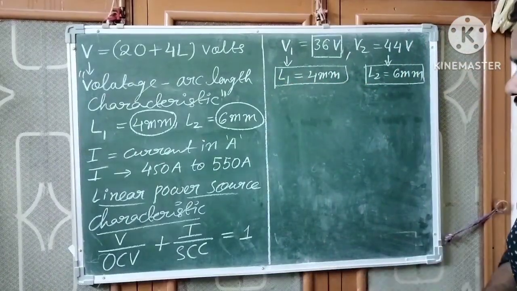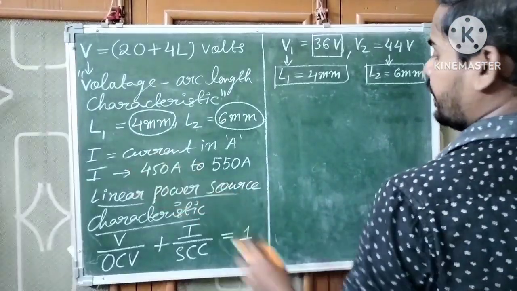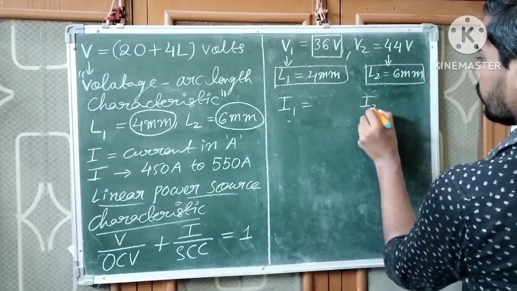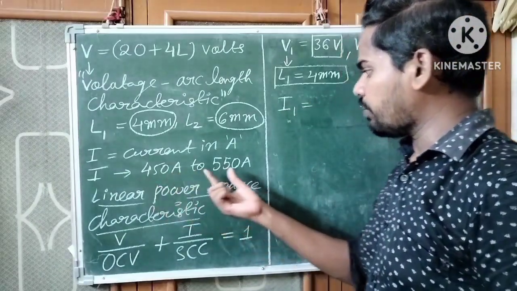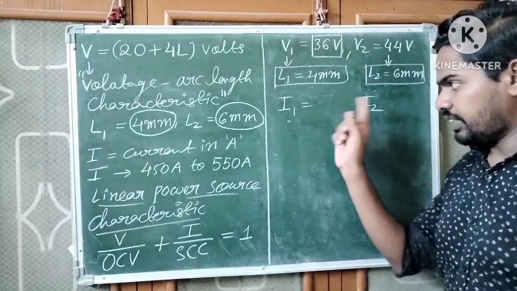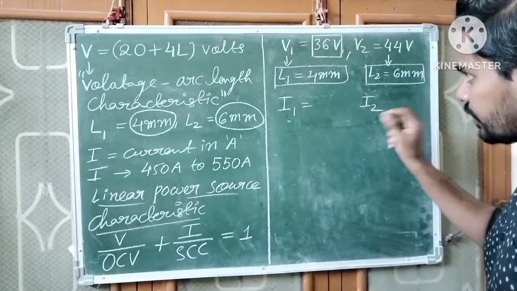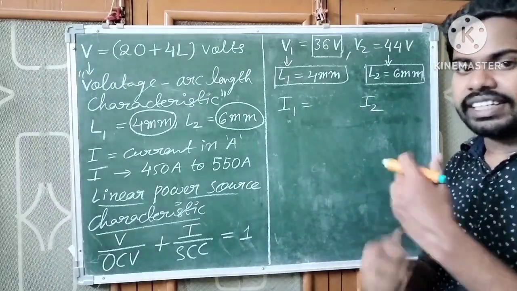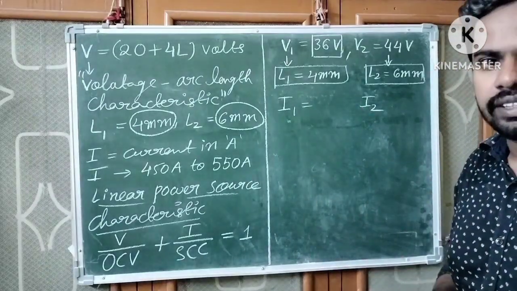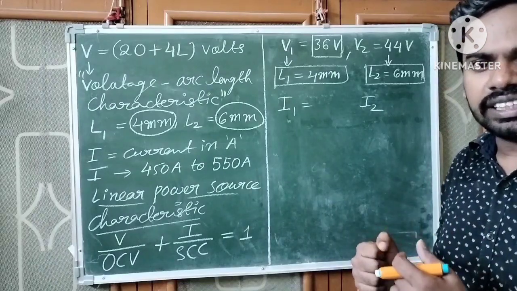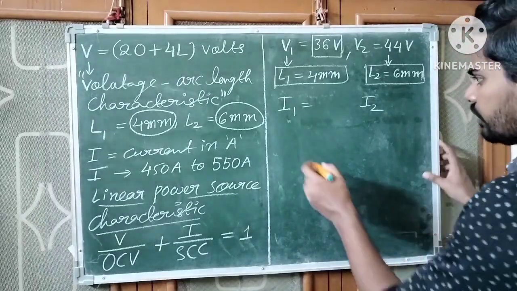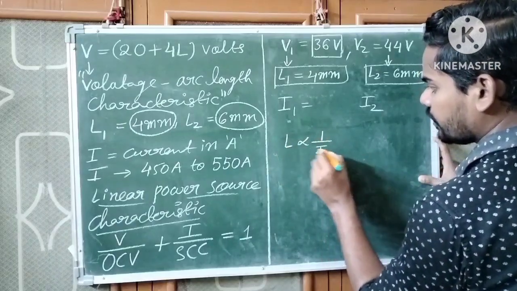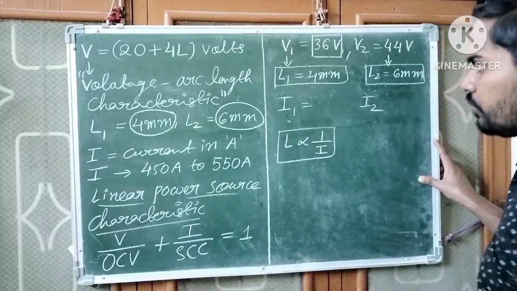Next we need current I1 and I2. What are I1 and I2? We have minimum value 450 amperes and maximum value 550 amperes. This step is very crucial. We have a concept: in general, if current increases, arc length decreases. If current decreases, arc length increases. So remember, arc length is inversely proportional to current.